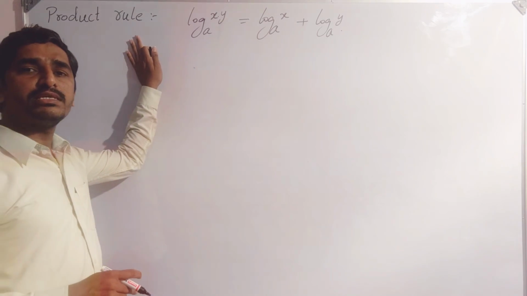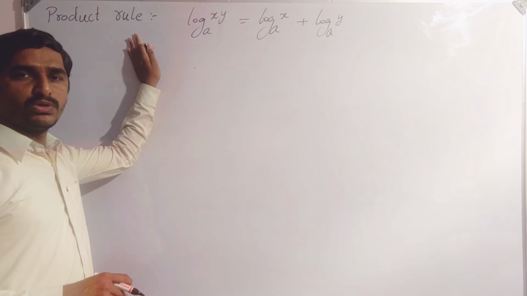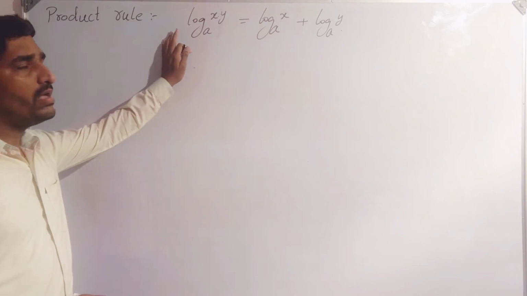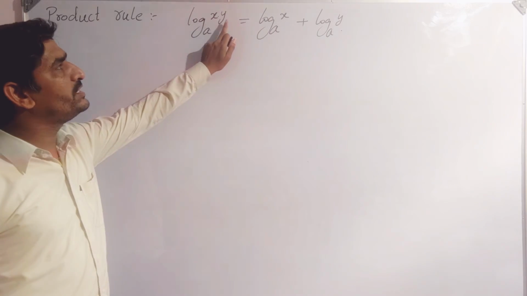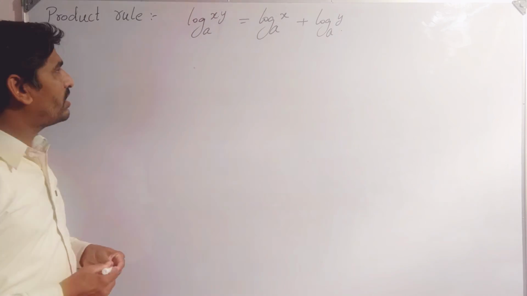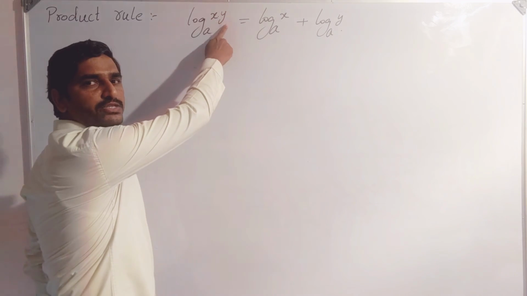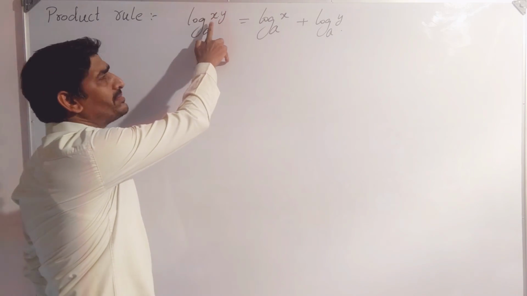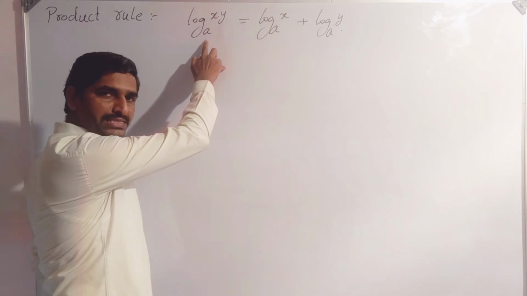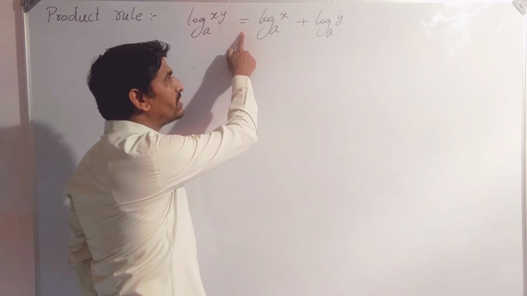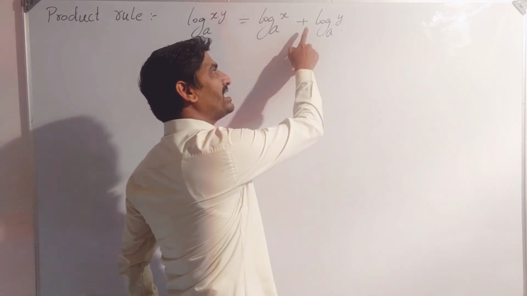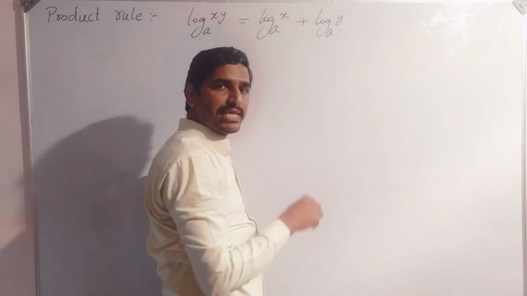There are some rules in logarithms. Product rule in logarithms. See, this is the product rule. Logarithm of x into y, xy, to the base a gives logarithm of x to the base a plus logarithm of y to the base a.